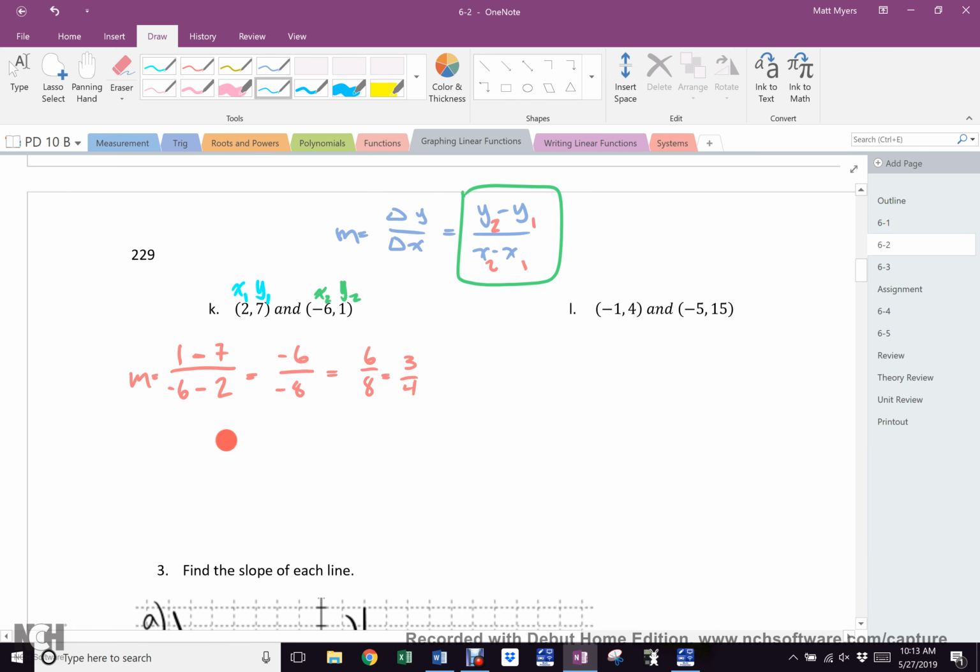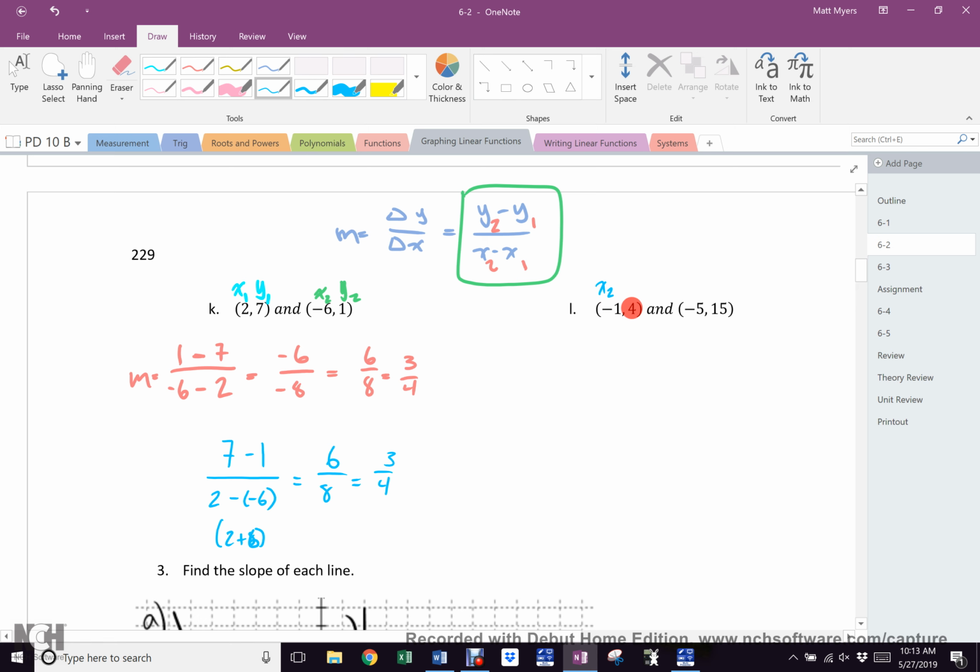Watch. 7 minus 1 over 2 minus 6. What have I done? I've changed the x's and the y's, right? What is 7 minus 1? What is 2 minus 6? That is 6 over negative 8, which is 3/4 again. Does it matter which is x1 and which is x2? No. Does it matter that you keep the pairs? Yes.